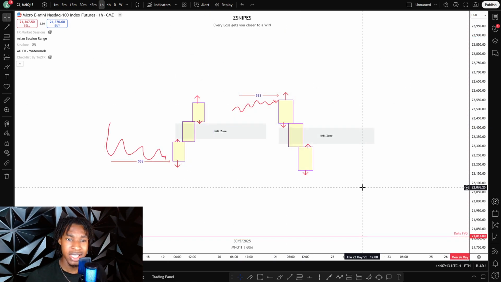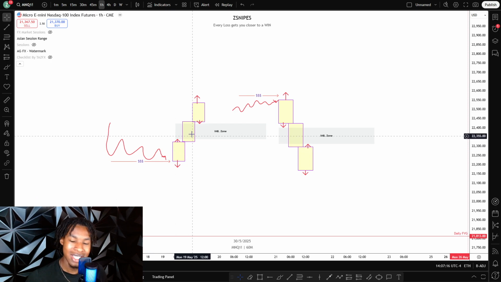So here's a bearish scenario of a bearish fair value gap. This is known as a bullish fair value gap.